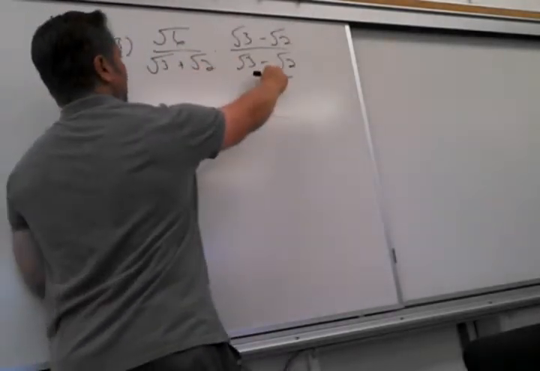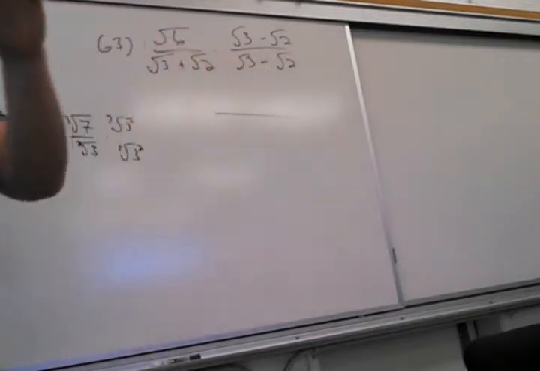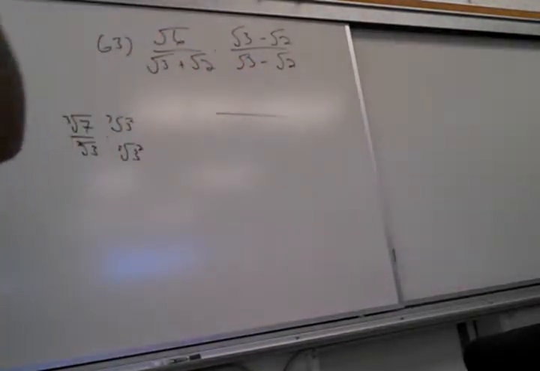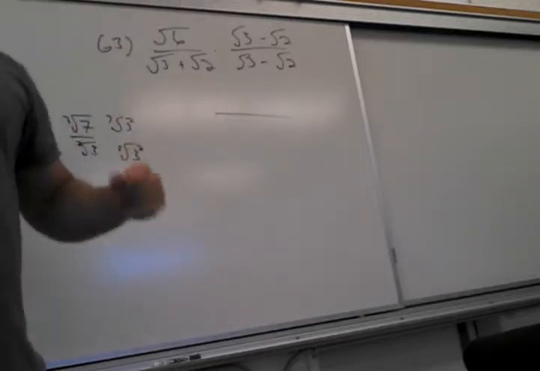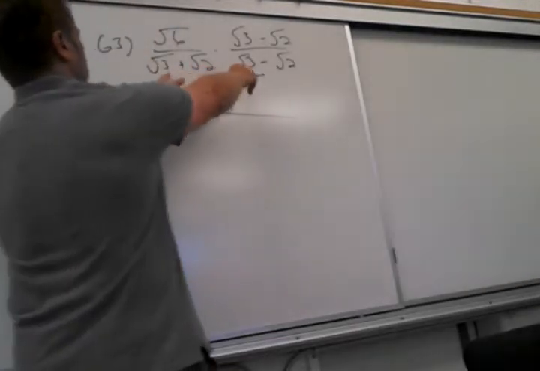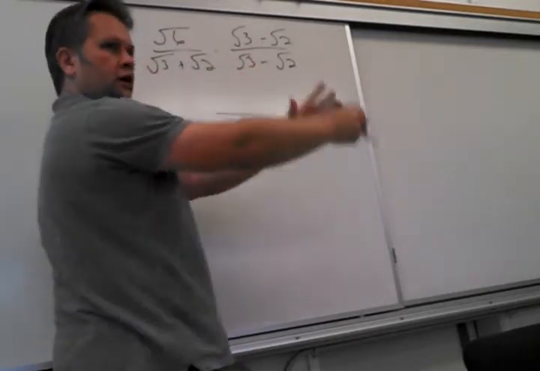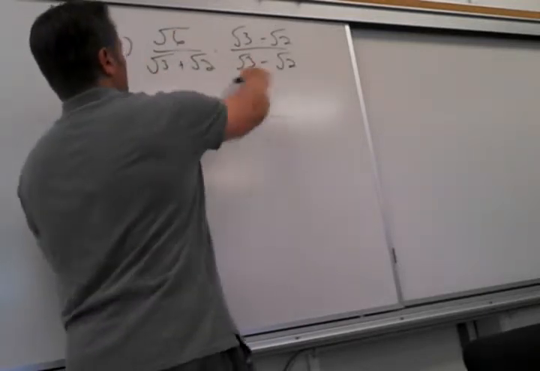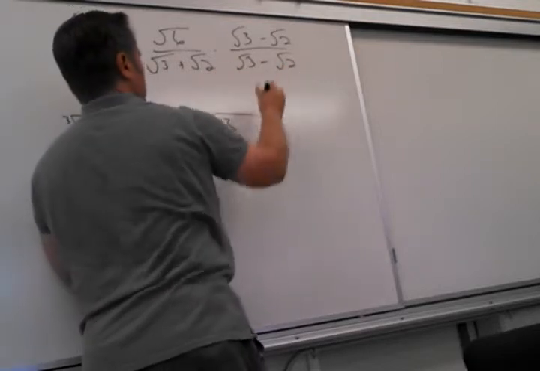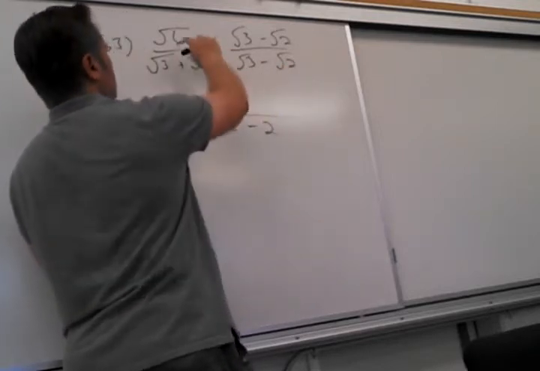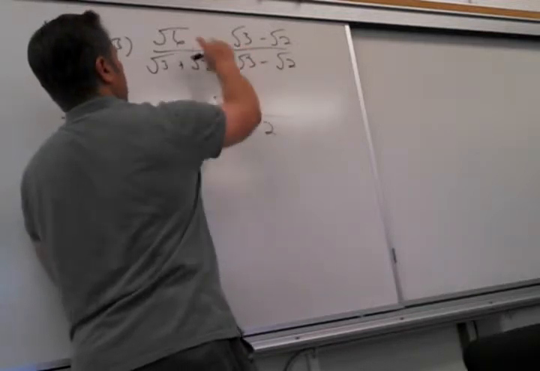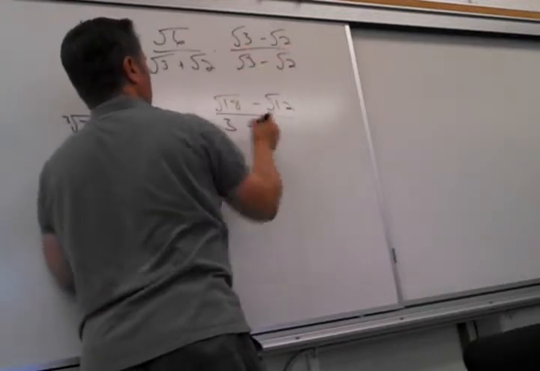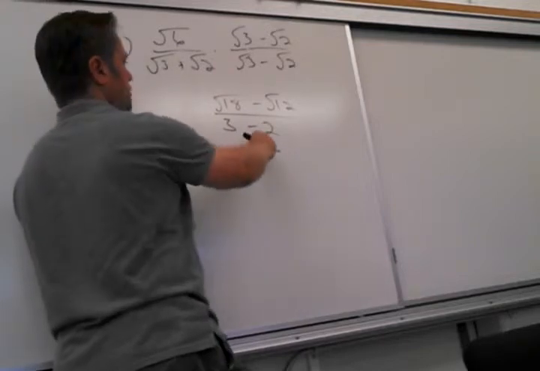Because now this looks like what kind of factoring form? Difference of squares. It's going to lose the middle term. The middle is the only place a radical could have survived, and you're killing it, right? So root 3 times root 3 is 3. Good. Middle term cancels. Root 2 times root 2 is 2. What do you get on top? Root 18 minus root 12. But you can simplify. So the bottom is 1.